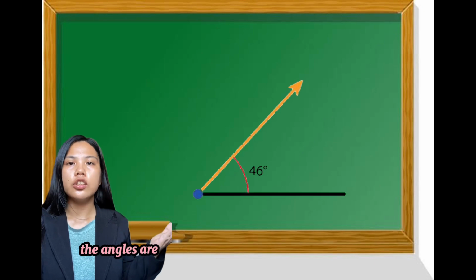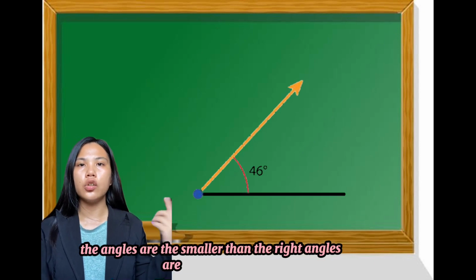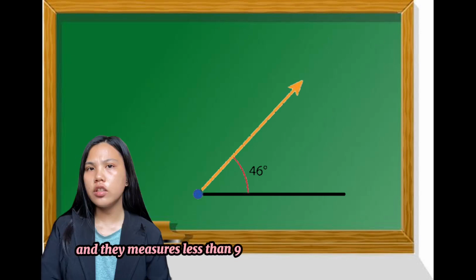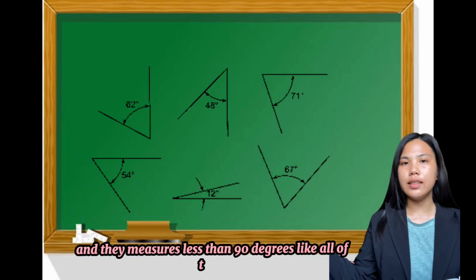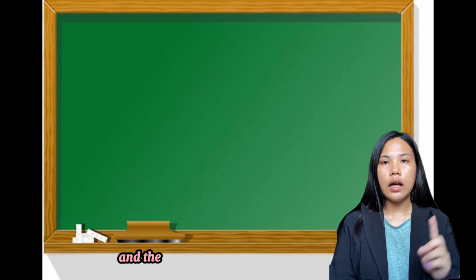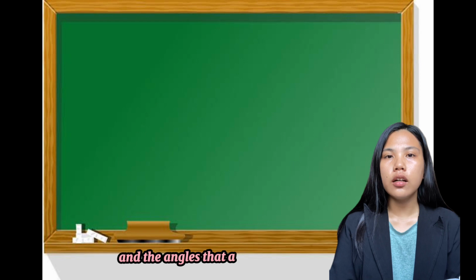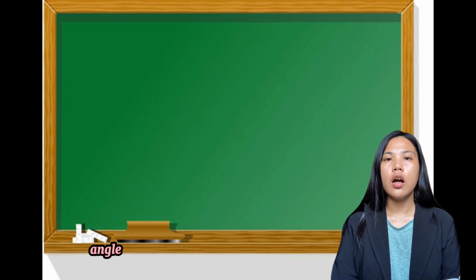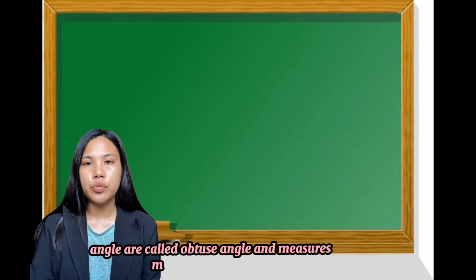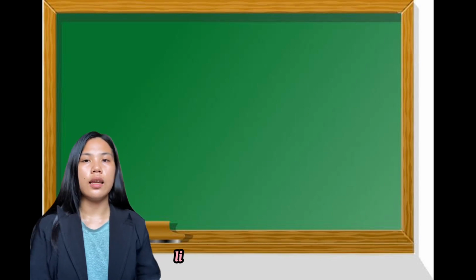The angles that are smaller than the right angle are called acute angles, and they measure less than 90 degrees, like all of these. And the angles that are bigger than a right angle are called obtuse angles and measure more than 90 degrees, like all of these.